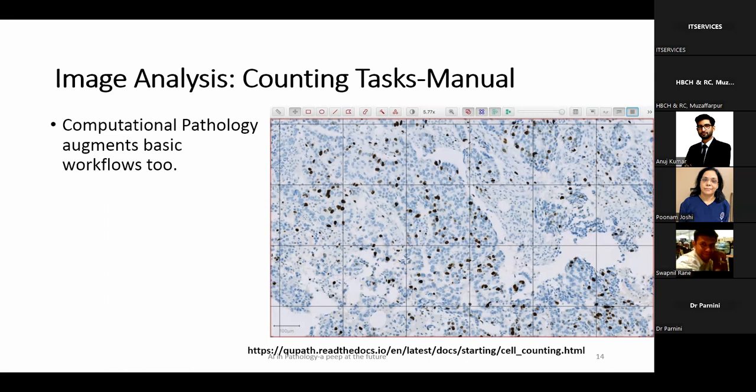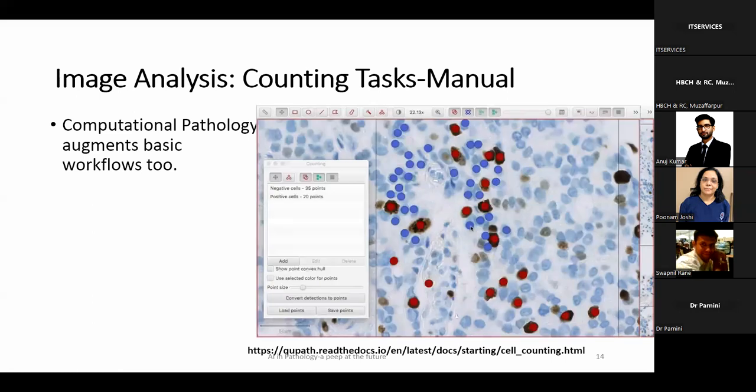All of these things are currently being done visually, in a very semi-quantitative manner by approximation, by just eyeballing the slide under the microscope. Computational pathology now allows us to do it in a much more accurate way. At the very basic level, we can simply mark out the cells as positive and negative manually, and then we can have a count and ratios and everything that can be done.